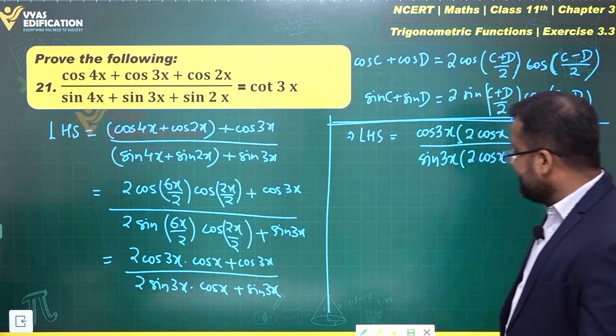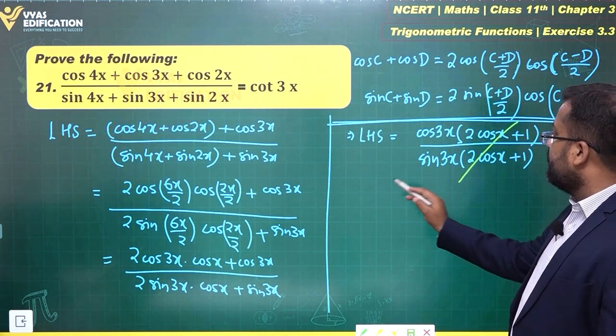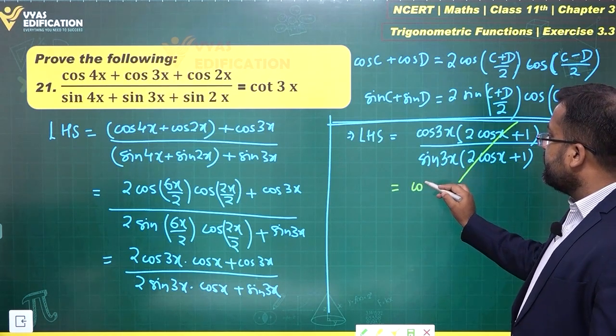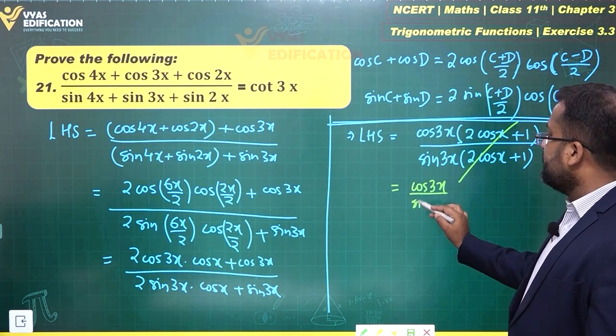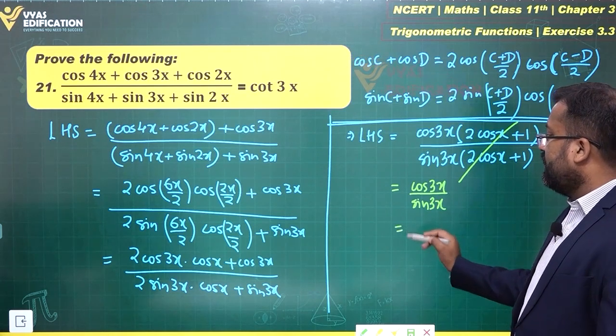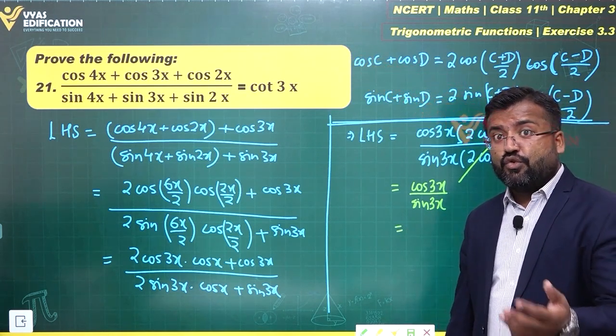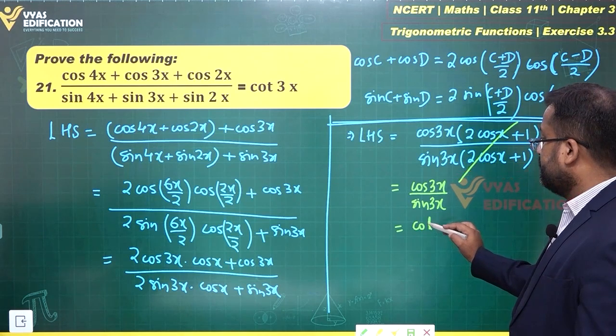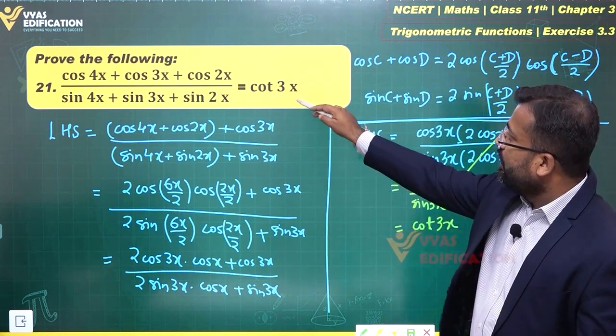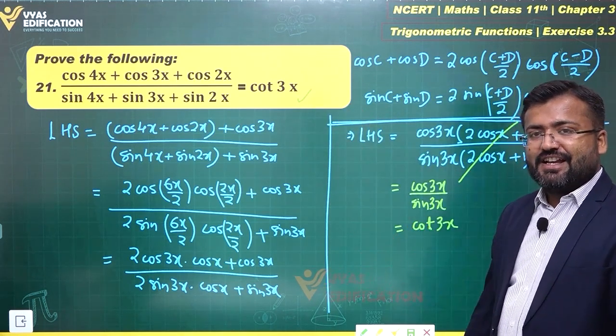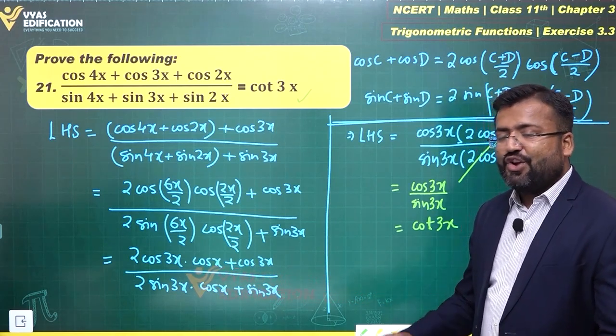Now I see an interesting thing. I can cancel these 2 cos x plus 1 and I get cos 3x over sin 3x. Cos 3x over sin 3x is equal to cot 3x, and that is what was required. That is all for this question.